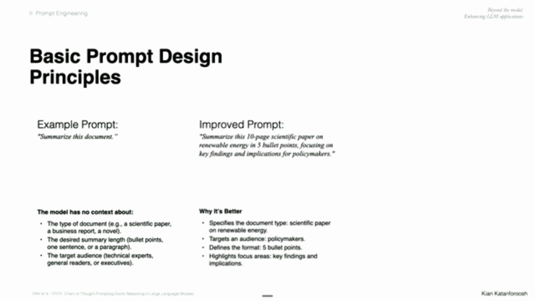You can actually improve these prompts by doing something like "Summarize this 10-page scientific paper on renewable energy in 5 bullet points, focusing on key findings and implications for policymakers." That's already better, right? You're sharing the audience and it's going to tailor it to the audience. You're saying that you want 5 bullet points and you want to focus only on key findings. That's a better prompt, you would argue.